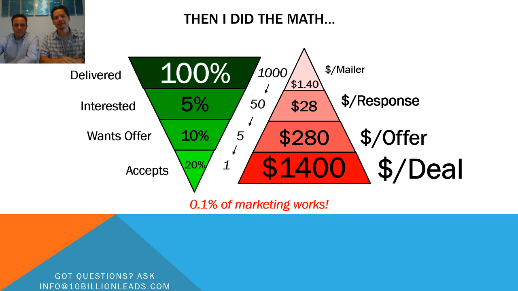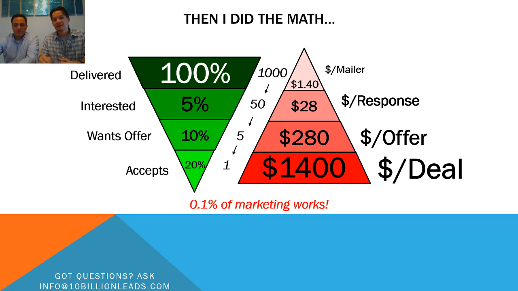So if you're looking at 50 out of 1,000, you got about $28 cost for just a response, and that could be that phone call, and then about $280 just to get the people who want an offer. And then about $1,400 per deal after all is said and done on average. And some people do it cheaper. It's an average number. Some people it costs more depending on how fancy their letter is and the cost of their paper and that sort of stuff. So it really comes down to 0.1% of marketing that actually works at getting a deal.